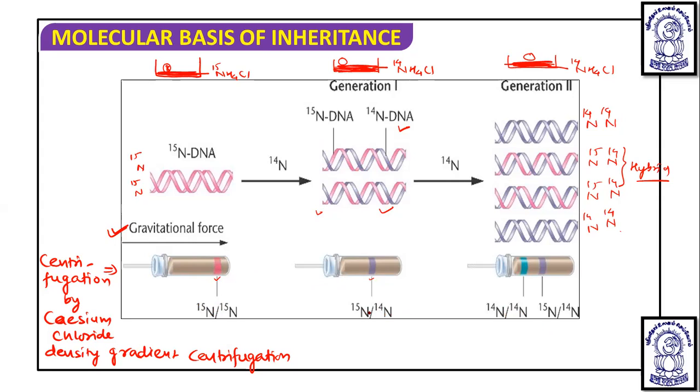And when N15 and N14 isotope DNA are in the last generation, they are at the same position as the previous one, but N14 and N14 isotope DNA are at the upper position. Like this, by the separation of density also, we can conclude that the DNA is replicated in a semi-conservative manner.